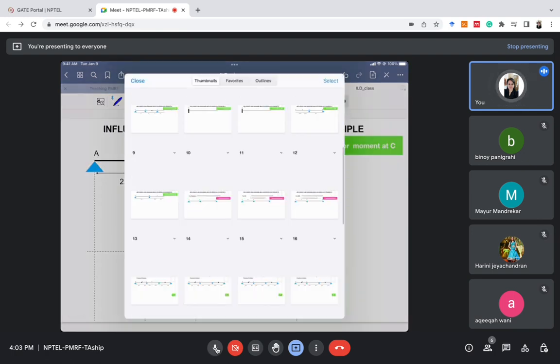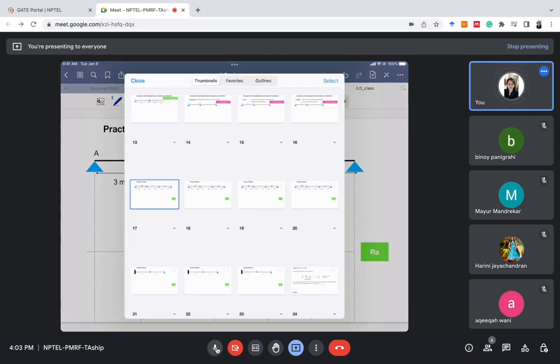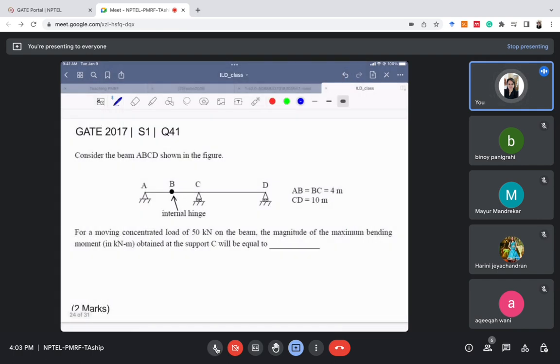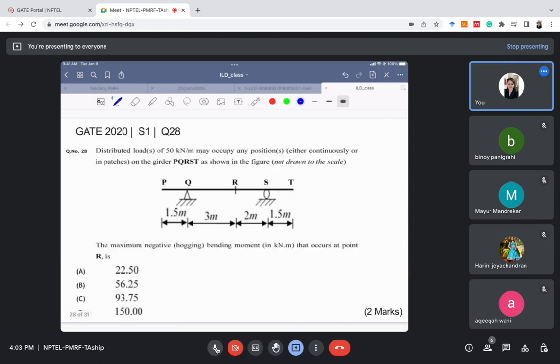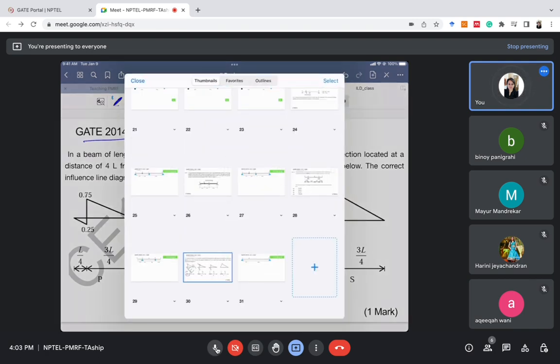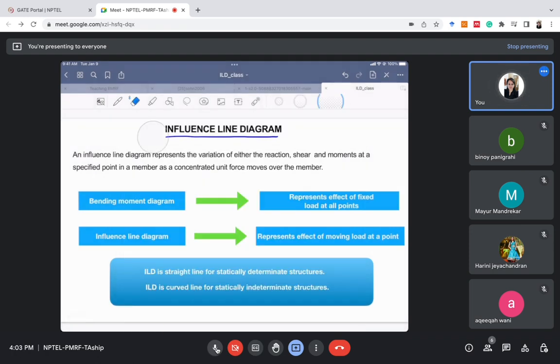And then after doing it for the statically indeterminate beam, we will solve some problems, and then we will move towards GATE problems. I'll cover four GATE problems from GATE 2017, 2019, 2020, and 2014. Okay, so these are all the problems I'm going to cover today. So let's start with ILD. I hope by the end of this lecture you'll know how to draw the ILD for different problems.